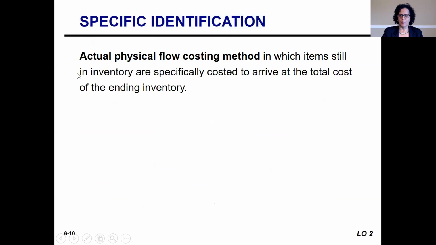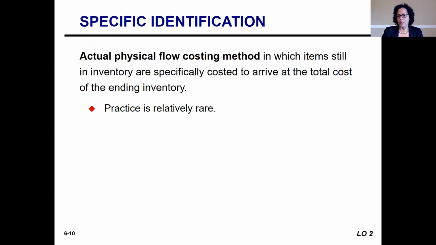Okay, so let's take an example and work through the four different costing methods that we have, cost flow methods. So let's start with specific identification. Actual physical flow, what you're concerned with is you identify the individual item that you have sold. You know exactly which piece you've sold. You know how much you had paid for it. Therefore, you know the cost of goods sold. So actual physical flow costing method in which items still in inventory are specifically costed to arrive at the total cost of ending inventory.